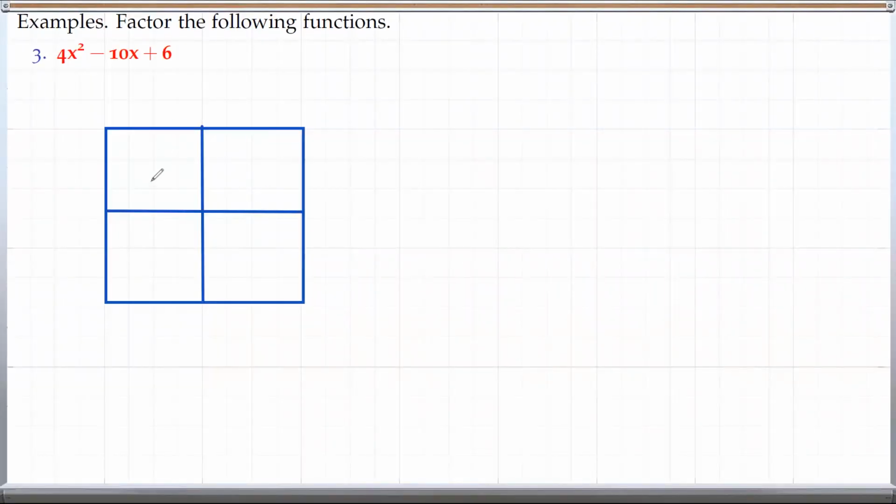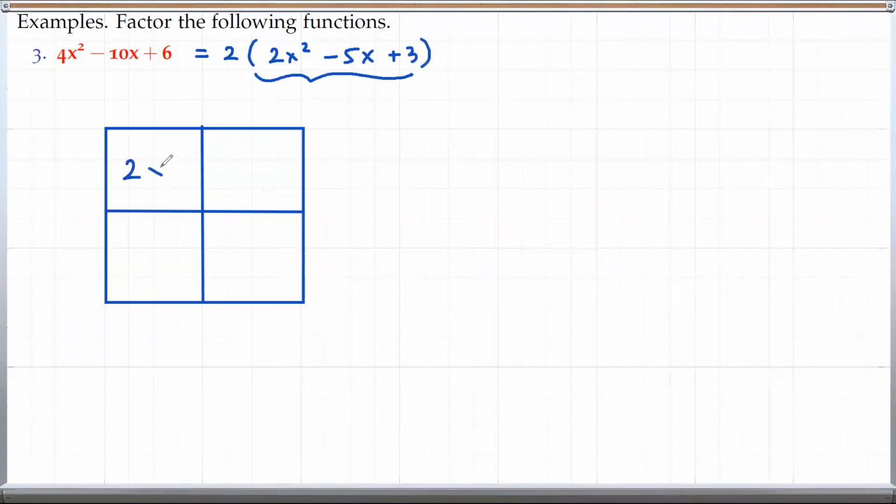So this is the table we need to fill out. But before we start, we need to ask if we have anything common between these three terms that we can factor out. And we see that we can factor out 2. So we have 2 times x squared minus 5x plus 3. Now this is the trinomial we need to focus on.